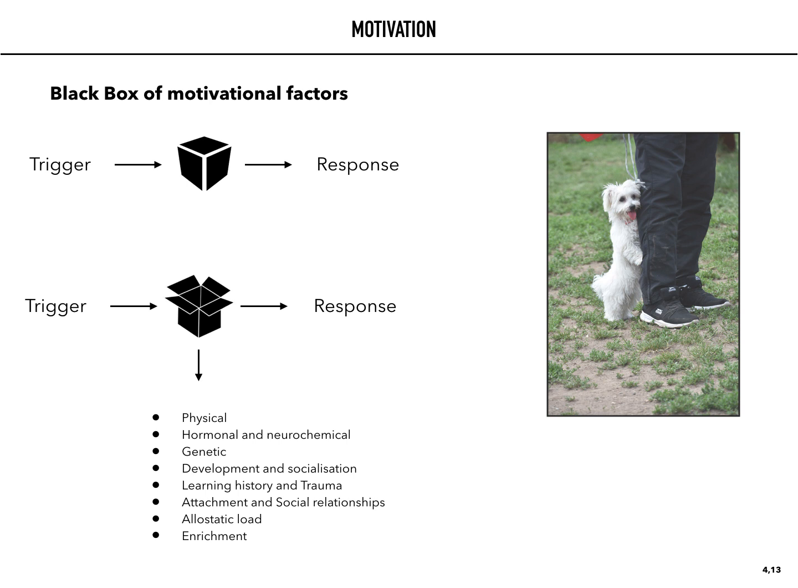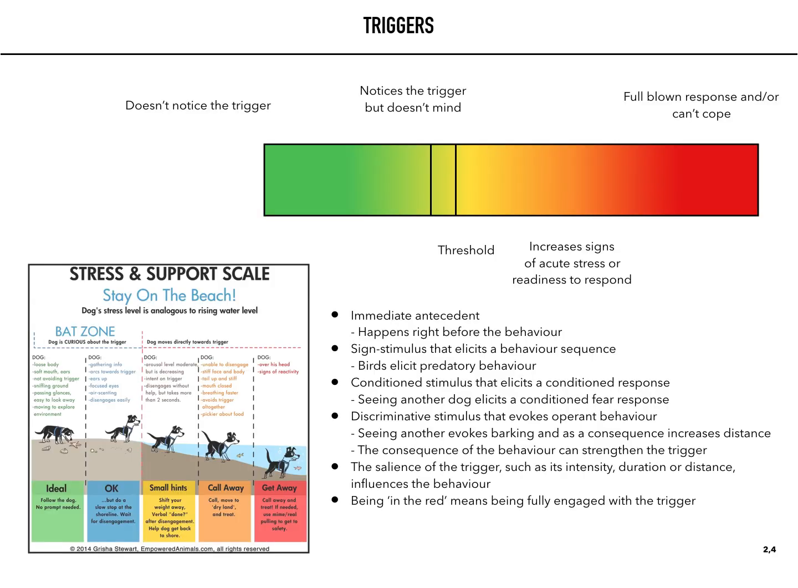Motivational factors include physical factors such as pain or illness, hormonal factors, genetic factors, socialization and development, trauma, learning history, attachment, allostatic load, meaning chronic stress and the ability to flexibly respond to acute stressors, enrichment and the lack of enrichment, and social interactions. And this is where ethology meets behaviorism.